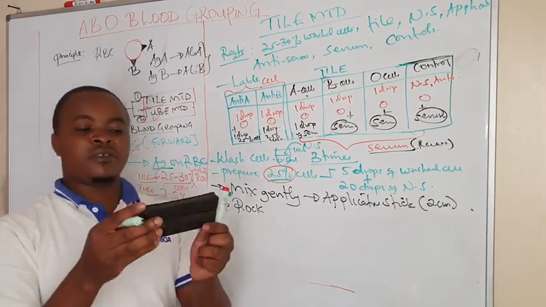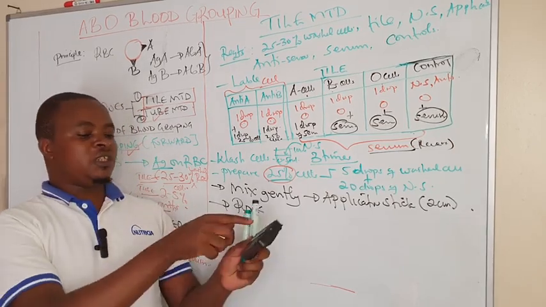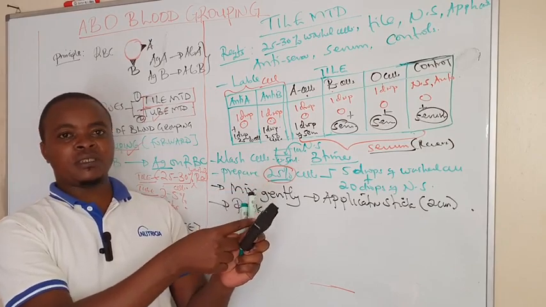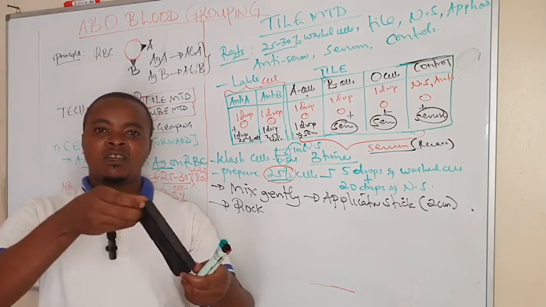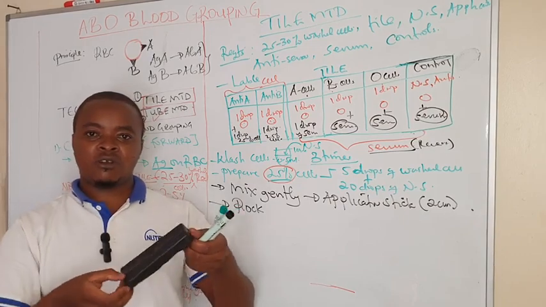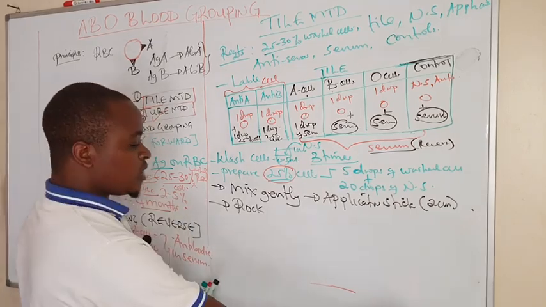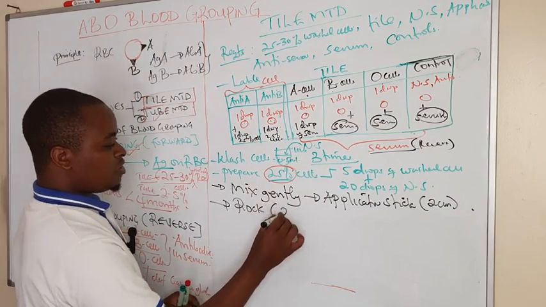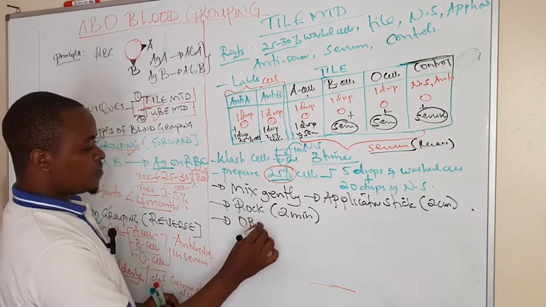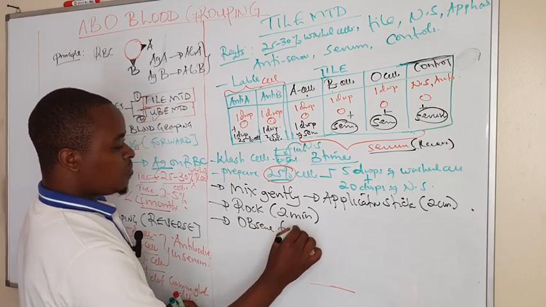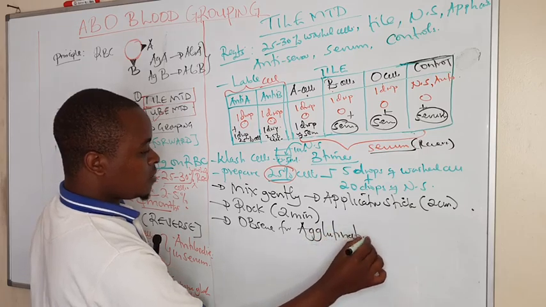If this is the tile we are using for grouping, after partitioning it into different sections and labeling, and we have mixed gently with the applicator stick, you hold it at both ends and you begin locking. This is what we are calling locking. We lock for 2 minutes. During locking, we are trying to mix them. After 2 minutes, that's when you observe for presence of agglutination.